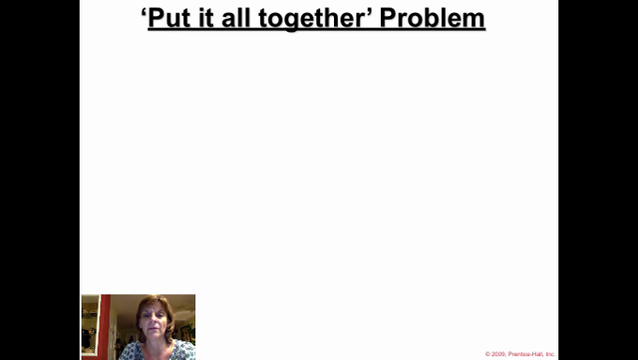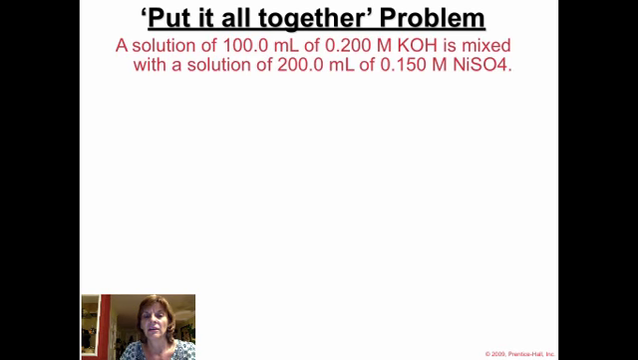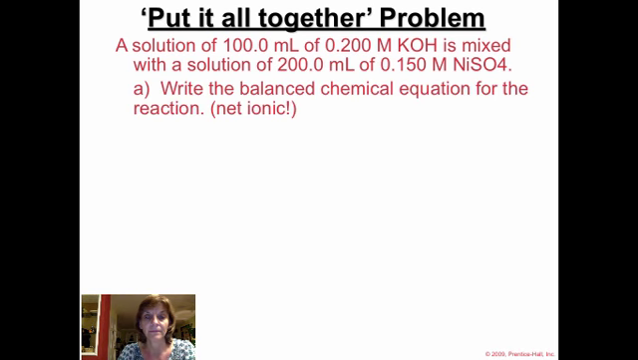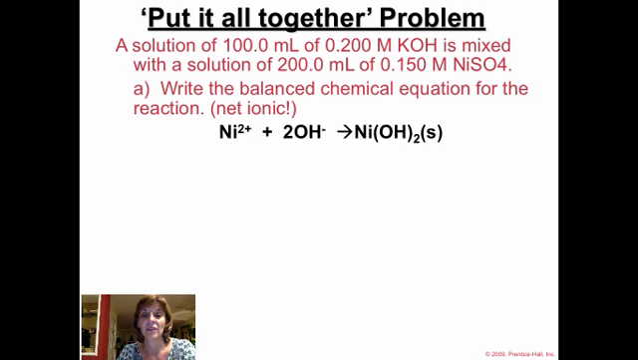So let's do a problem. Try it all together. So let's say we have a solution of 100 milliliters of 0.200 molar potassium hydroxide and mix it with 200 milliliters of 0.150 molar nickel sulfate. So first, write a balanced equation for that reaction. Write that down. Okay, nickel ions plus hydroxide ions makes precipitate, nickel hydroxide.